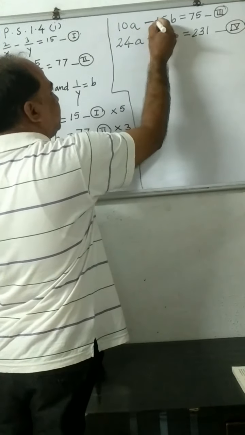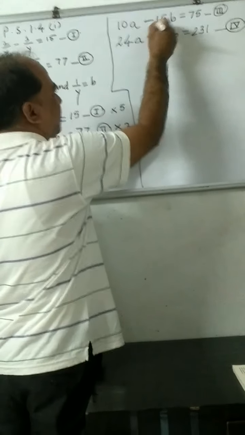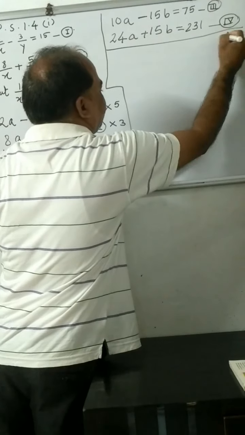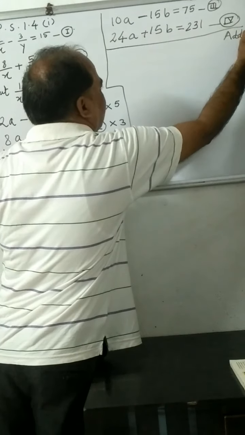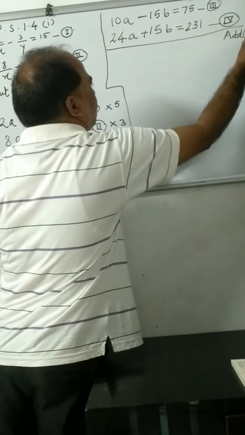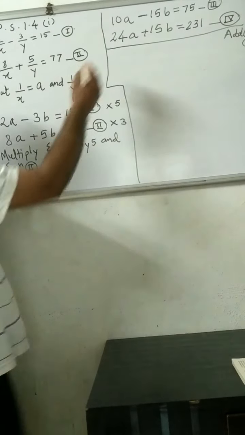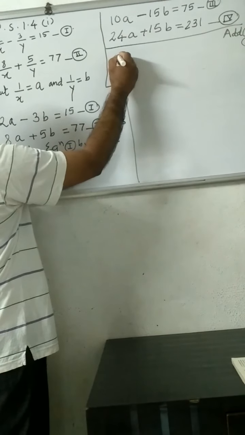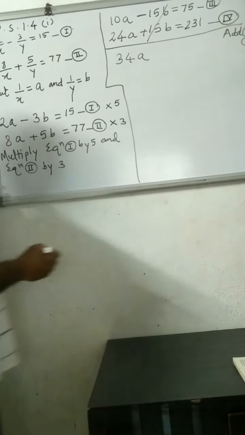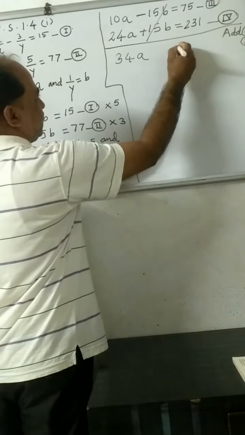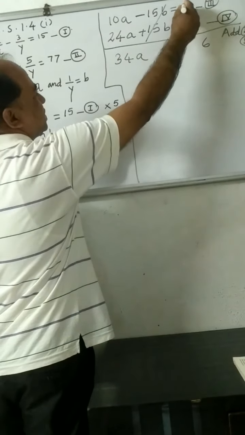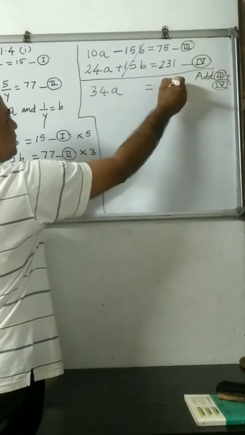Now you see the second term of both the equations: minus 15b and plus 15b. So if you add these equations, plus 15 and minus 15 will get cancelled. Adding equation 3 plus equation 4. So what you will get here? 10a plus 24a is equal to 34a, plus 15b minus 15b will get cancelled, is equal to 75 plus 231.